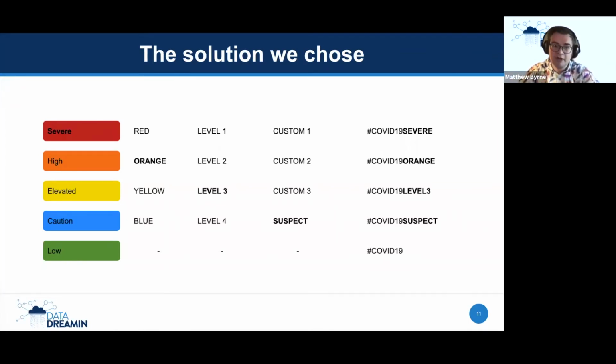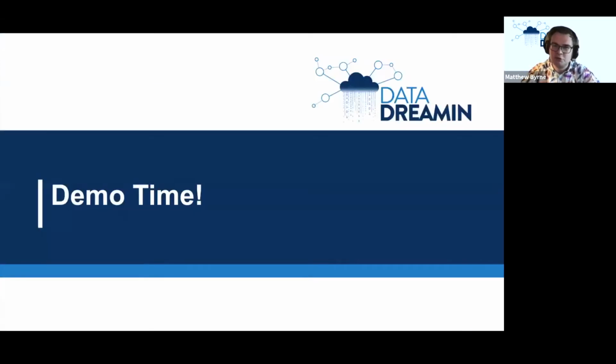We also took into account fat-fingered users like myself. So if they put hashtag COVID and make a spelling mistake, it would tag that as well. So that's the way that we approached it, and we consume that with Einstein. I'll just show you what we did there, because it's all demo time now.